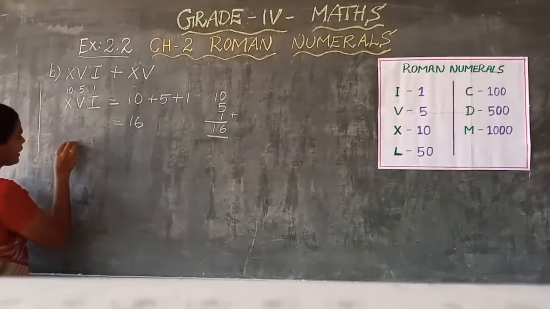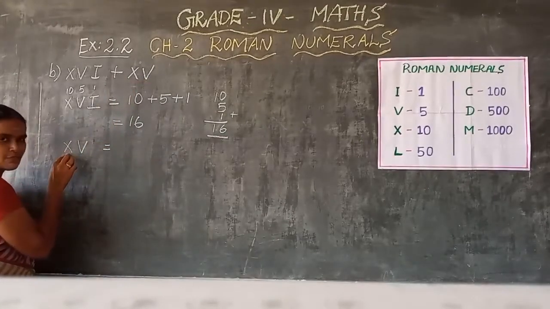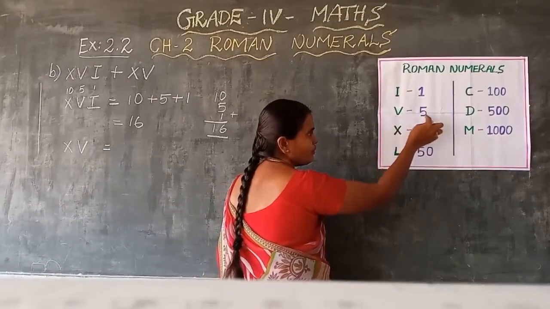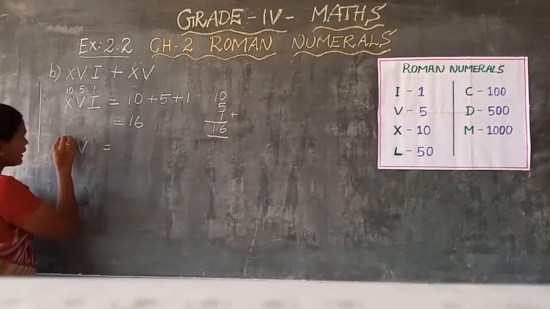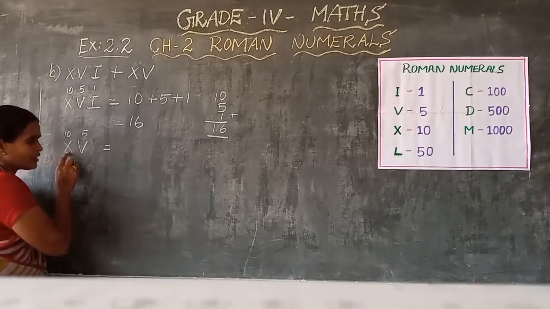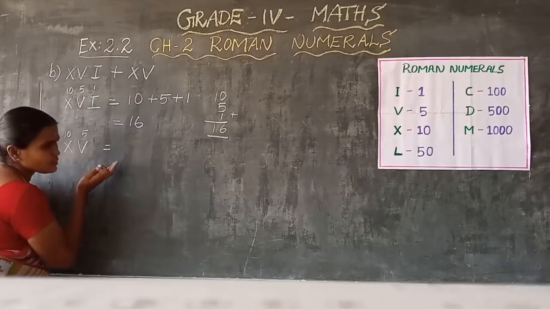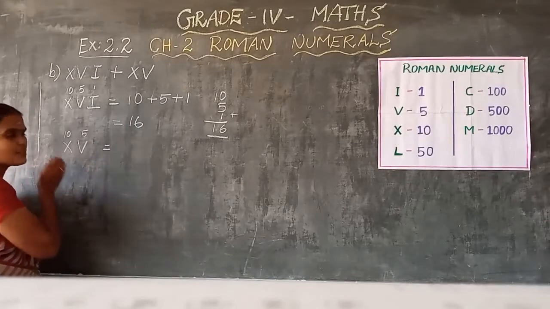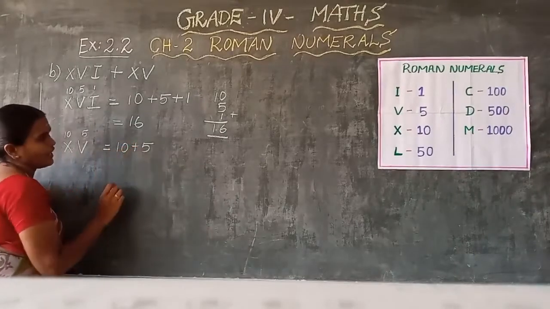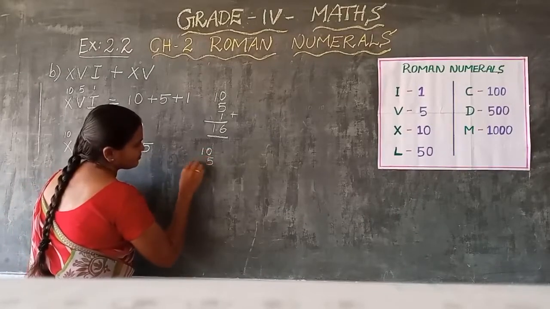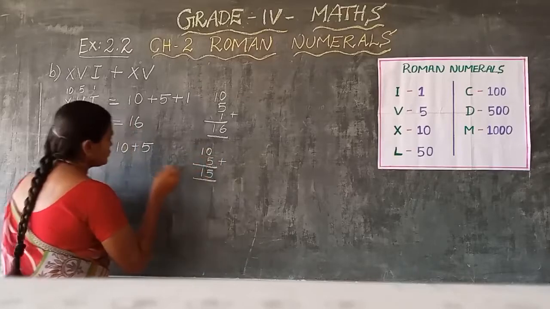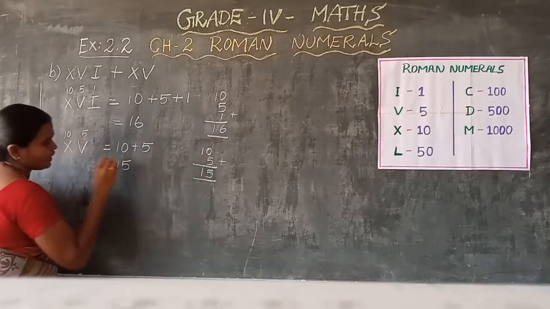Next, XV. X value 10, V value 5. Which is the greatest number? 10. The greatest number with a small number on the right side means addition. This is the rule. So 10 plus 5, we get answer 15.